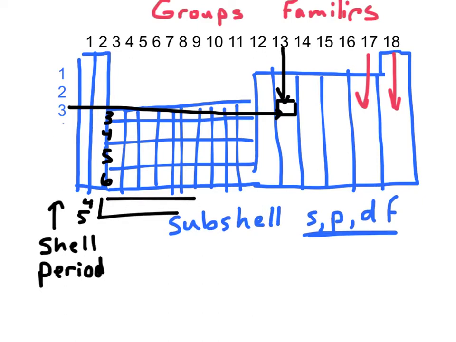Also, when they talk about shell designation, they're talking about putting the subshell and the shell together. So, for instance, a shell designation would be like 5S or 4D or 5F. So I'm putting both the shell and the subshell together.